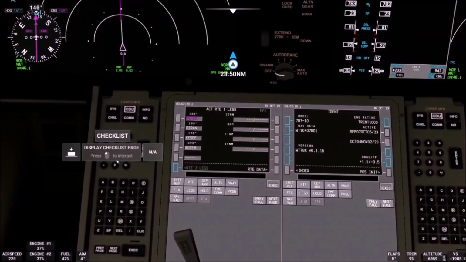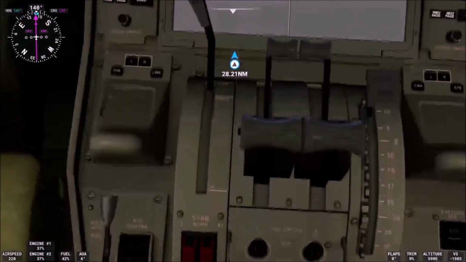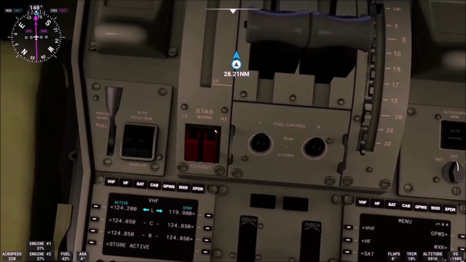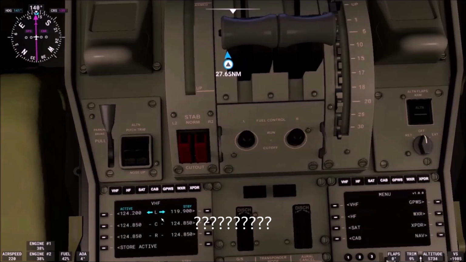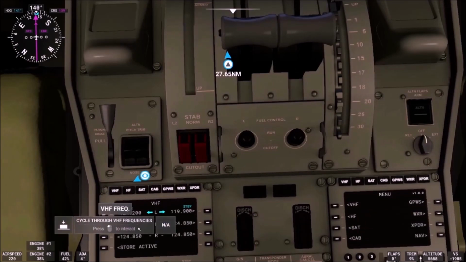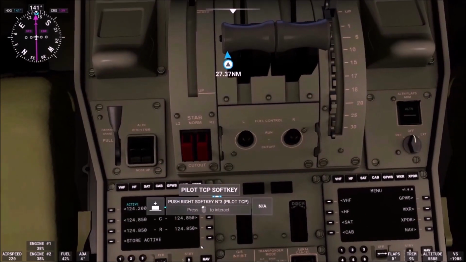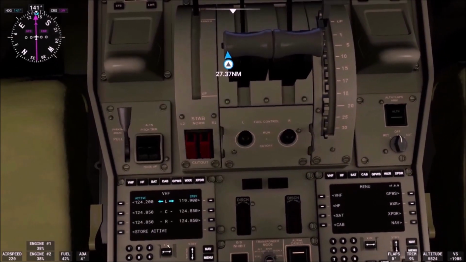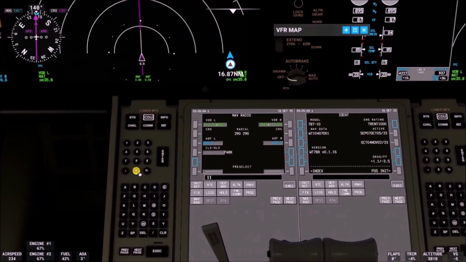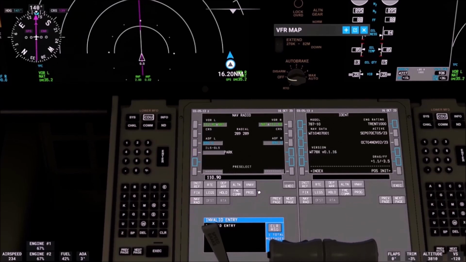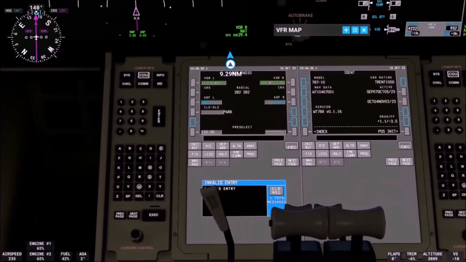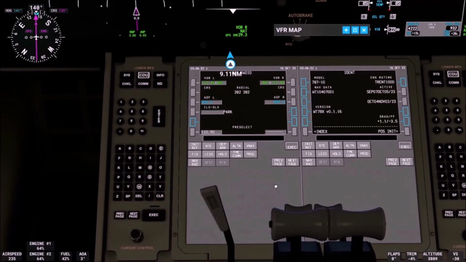ELAL Niner 369er, did you copy? Yeah, I will tell you if I copy or not. I suppose this is a non-existent frequency, so I will press swap, which is here. Okay. 110.90. We will see. Why invalid entry? I cannot put the ILS frequency for some reason.